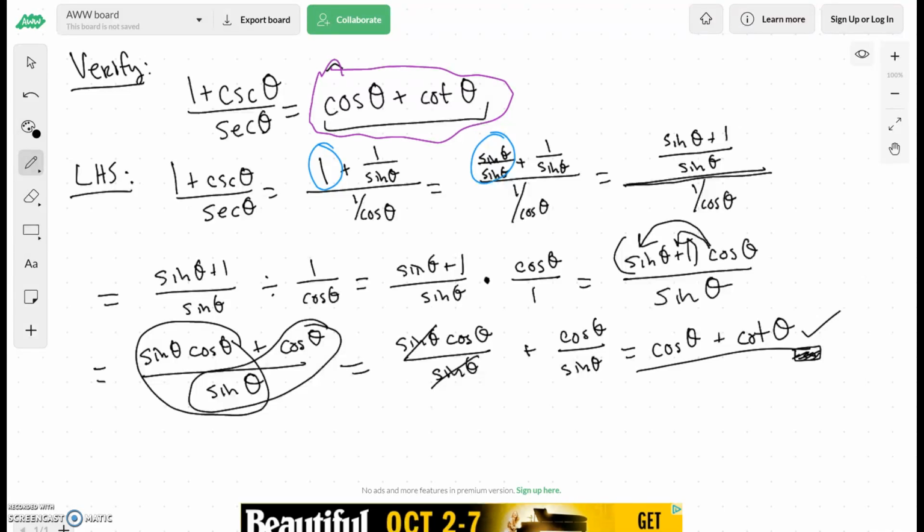So this one was a little bit more messy. It's still a really good problem, because you have to know how to add fractions, you need to know how to divide complex fractions, and know your trig identities. So it's still a really good problem. Okay, so hopefully this helped.